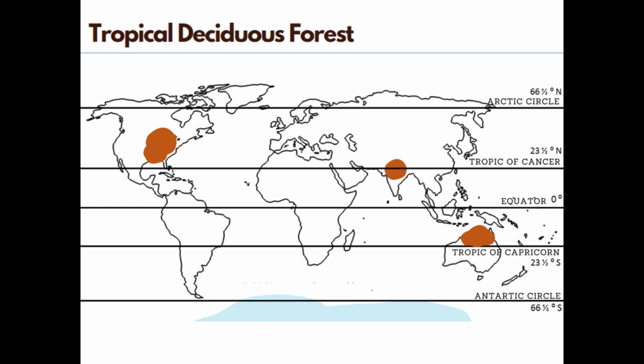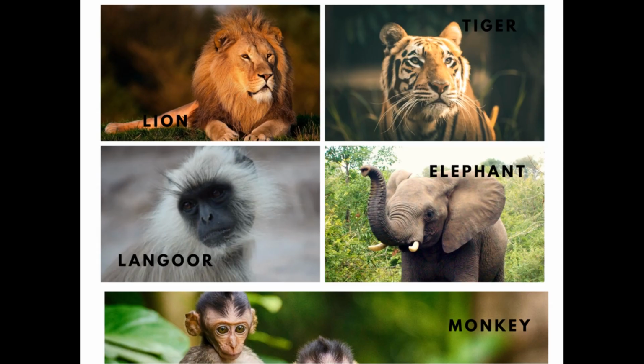Hardwood trees are seen here. Some common trees are sal, teak, neem, and shisham. We use the wood of these trees to make furniture. Animals that are commonly seen in these forests are tiger, lion, elephant, langur, monkeys, etc. The majority of Indian forests are of tropical deciduous forest type.